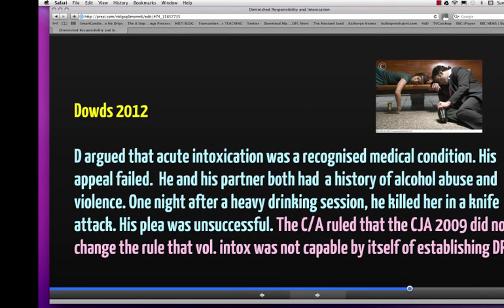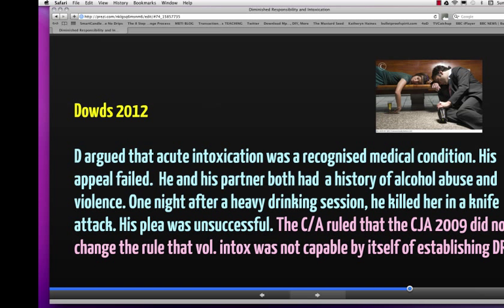Dowds came in 2012. Now here the defendant argued that acute intoxication was a recognised medical condition. His appeal failed. He and his partner both had a long history of alcohol abuse and violence. One night after a very heavy drinking session, he killed his partner in a knife attack and his plea was unsuccessful. The Court of Appeal ruled that the Coroners and Justice Act 2009 did not change the rule that voluntary intoxication was not capable by itself of establishing diminished responsibility.